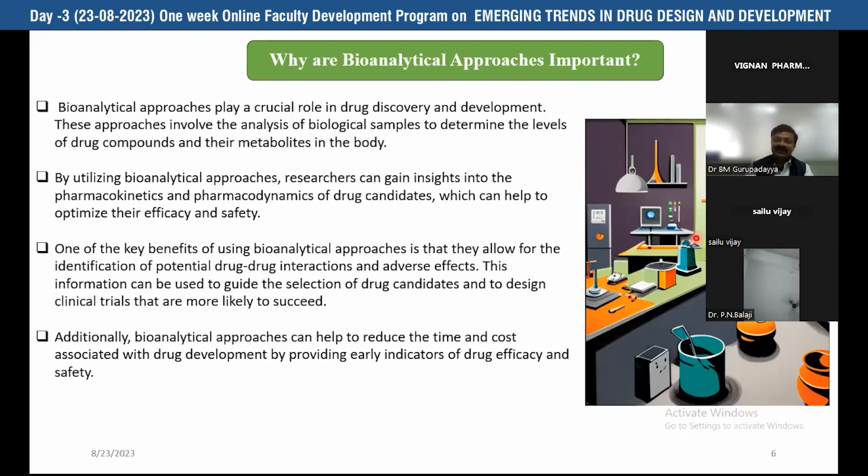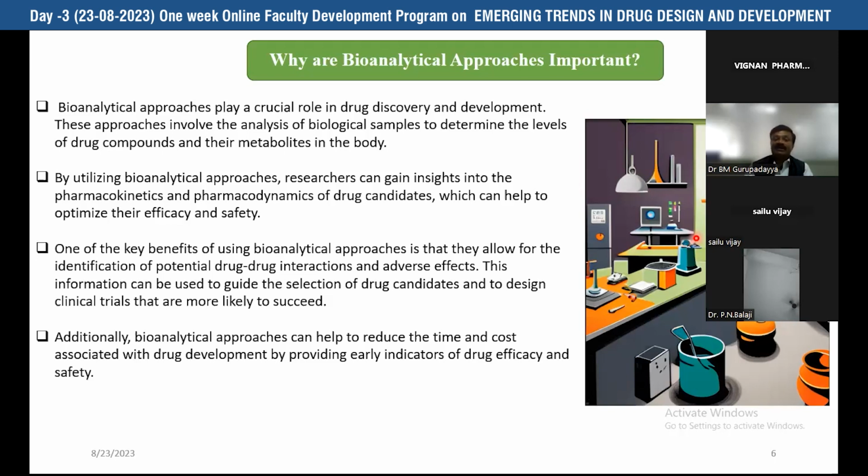To understand the pharmacodynamic properties, bioanalytical methods are very important here, followed by some more information. Generally, drugs are not only given as single molecules; sometimes they are given in combination, and the formation of drug-drug interactions is possible. These drug-drug interactions can be well understood.